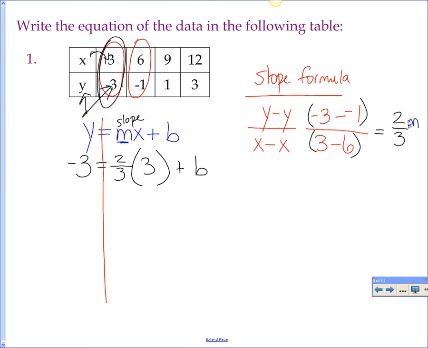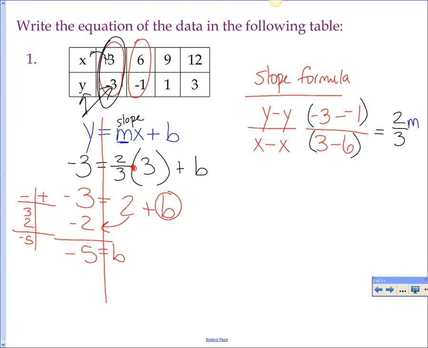So draw your line. You're going to multiply these two first, which gives you 2. Drop down the negative 3. Remember, we're trying to get b by itself, so you're going to move the 2 over here and it becomes negative 2. Negative 3 and negative 2. Do your chart. I encourage you to do that. Line up, add up. So you get negative 5 equals b.